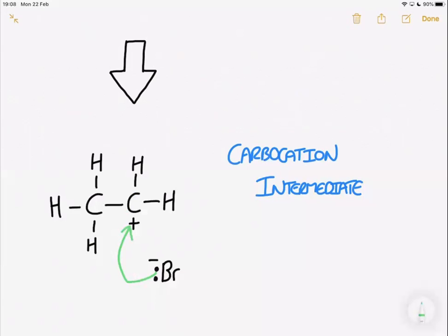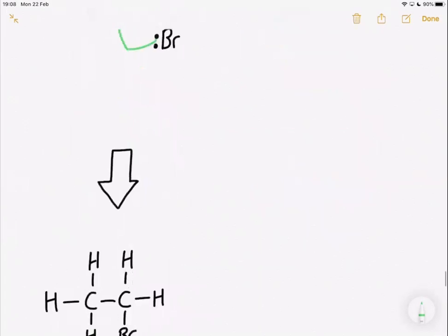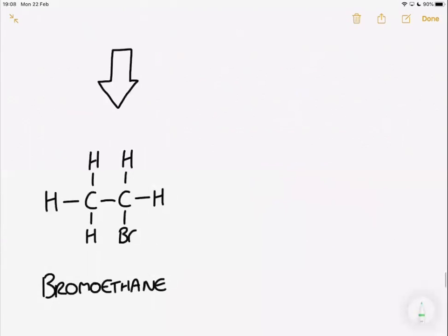We originate our curly arrow at the lone pair on the bromide ion, and it is forming a new bond with that positive carbon. So we're forming a C-Br bond using that lone pair of electrons. When that happens, we get our product, which is the halogenoalkane bromoethane.